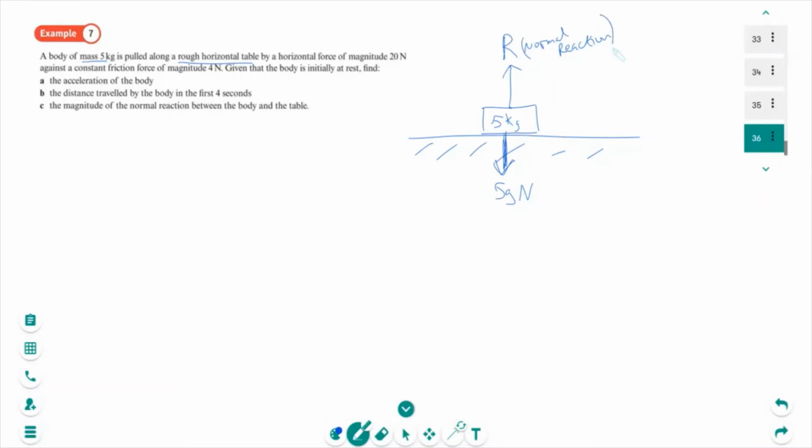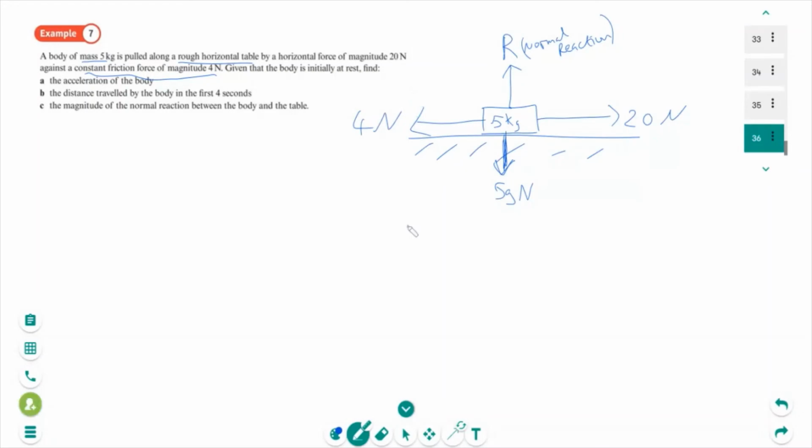Other information, it's been pulled by a horizontal force of 20 newtons magnitude. So it's been dragged along the table, 20 newtons. Okay, against a constant friction force. So the friction will come from the rough table. That's like opposing the motion. We've got 4 newtons opposing the motion. Okay, so obviously it's been dragged to the right.